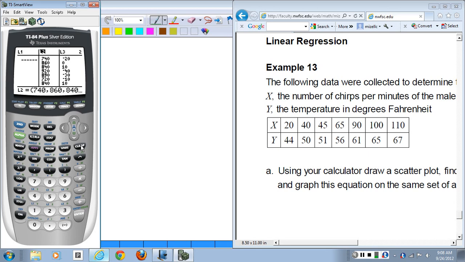So I'm going to clear that one as well. I'm going to press clear, press down, and L3 is not really going to be in our way, but just to clean up the screen a little bit, clear that one and press down. I want to type these numbers. The X values are going to go in the L1 list, the 20, 40, 45, 65, and so on. I want to type those in going down the column there. So 40, and then 45, and then 65.